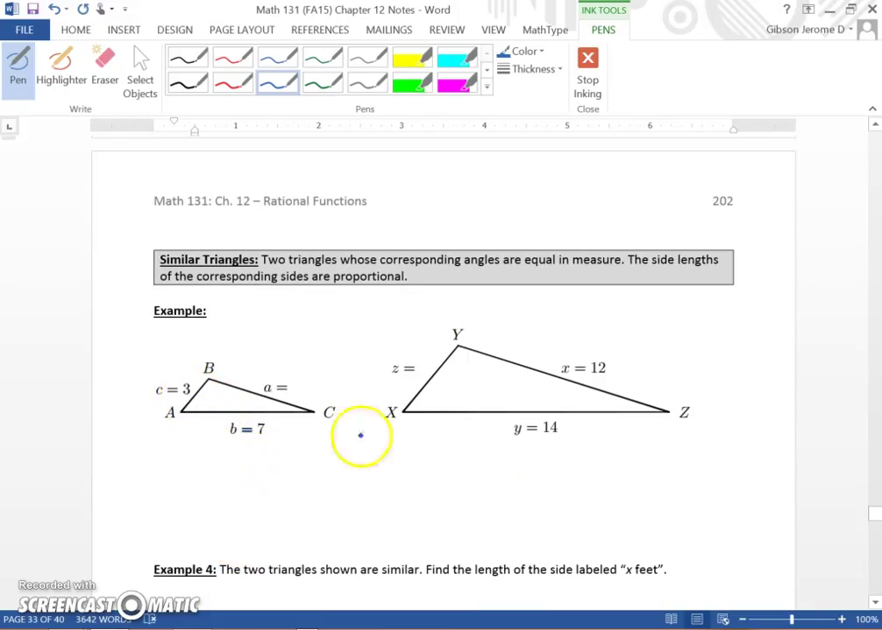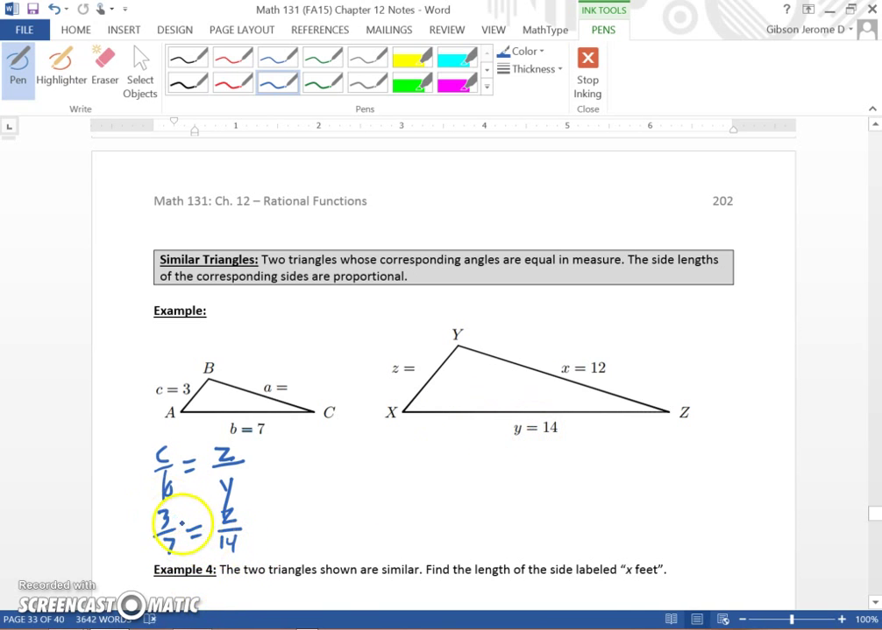So what we could do is this here. If you notice that the side that we're missing here is Z, and the side we're missing here is A. So we could solve for both of these. We could take C over B, which should be equal to side Z over Y. So now we could substitute those values in. C is 3, and B is 7. Z, we don't know, so we'll leave that as Z. And then Y is 14.